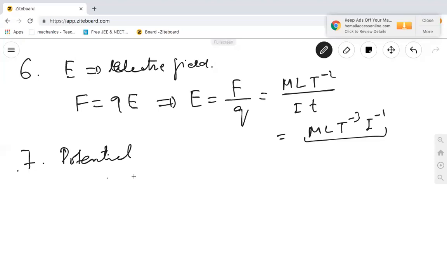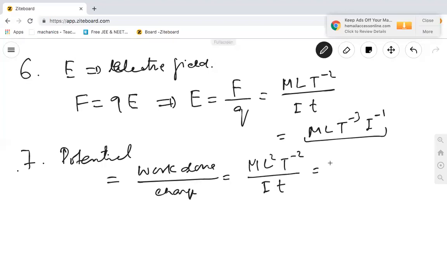Potential is equal to work done by charge. Okay, those who are in the 11th class, forget about this and just concentrate on the definition and try to see how I find the dimensions from the definition. Work done is M L2 T minus 2, right? Yes. Charge is current into time. It is M L2 T minus 3 I minus 1. Answer.